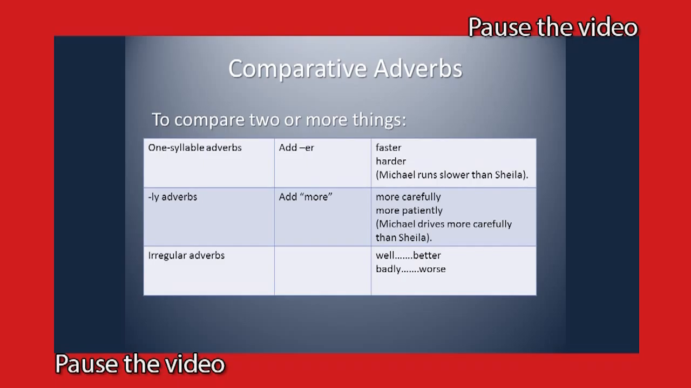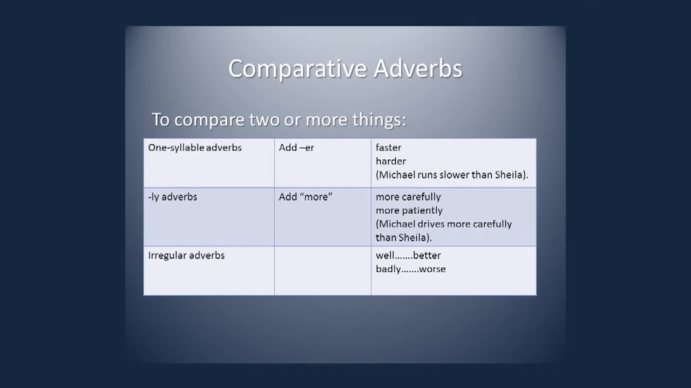Now pause the video to review the chart on comparative adverbs. Again, remember to use the correct structure. Michael runs slower than Sheila. Michael drives more carefully than Sheila.